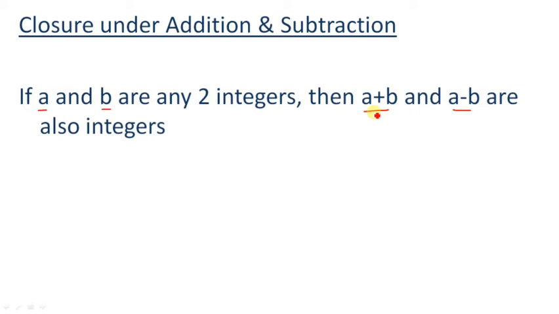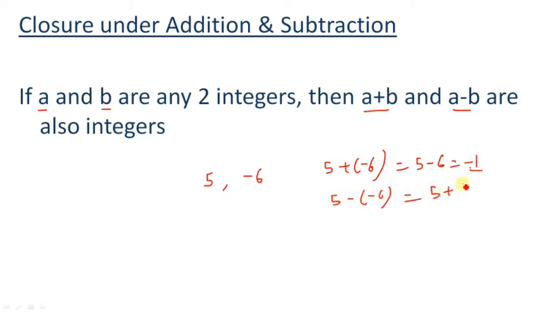Now we learn this with the help of examples. Suppose I have two integers, 5 and minus 6. Now if I do 5 plus minus 6, what will be the value? It will be equal to 5 minus 6, which means minus 1. Minus 1 is an integer. Now if I do 5 minus minus 6, what will be the value? 5 plus 6, okay, it will be 11. 11 is also an integer. So addition and subtraction of integers obey the closure property. Okay, so this is the closure property of addition and subtraction of integers.